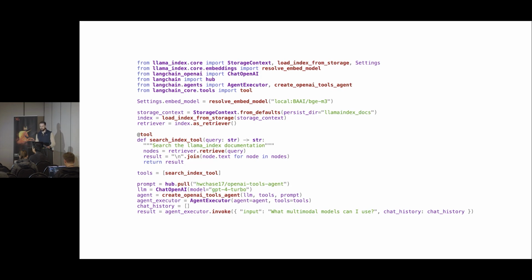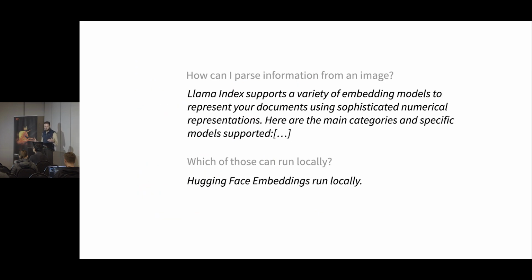And now, if we ask it a question like, hey, how can I parse information from an image? Sorry, the question is actually wrong. It should be, what kind of embedding models can I use with Llama Index? Then it will query the documentation, parse all of the relevant documents, and then it will say, hey, Llama Index supports a variety of embedding models to represent your documents using sophisticated numerical representations. Here are the main categories and specific models supported, and it goes on and on of all the embedding models that are supported.